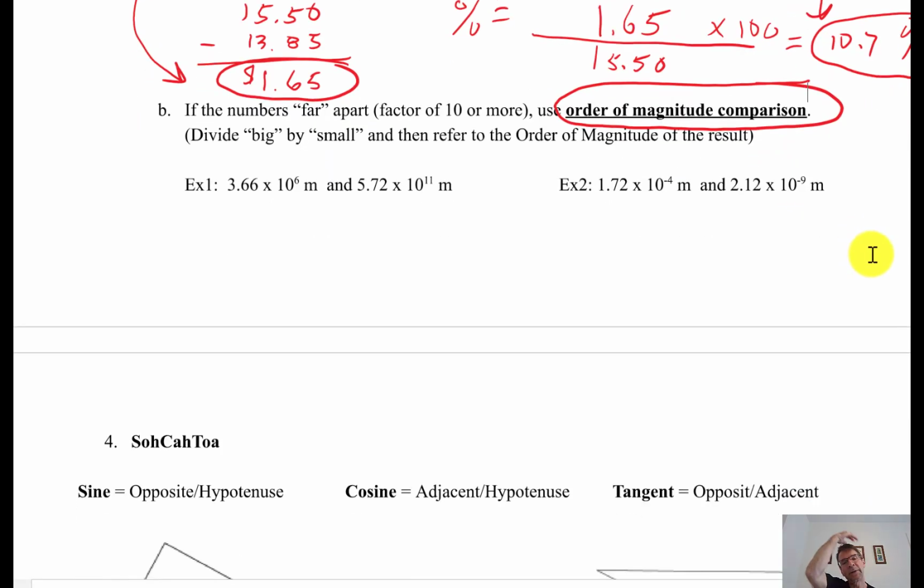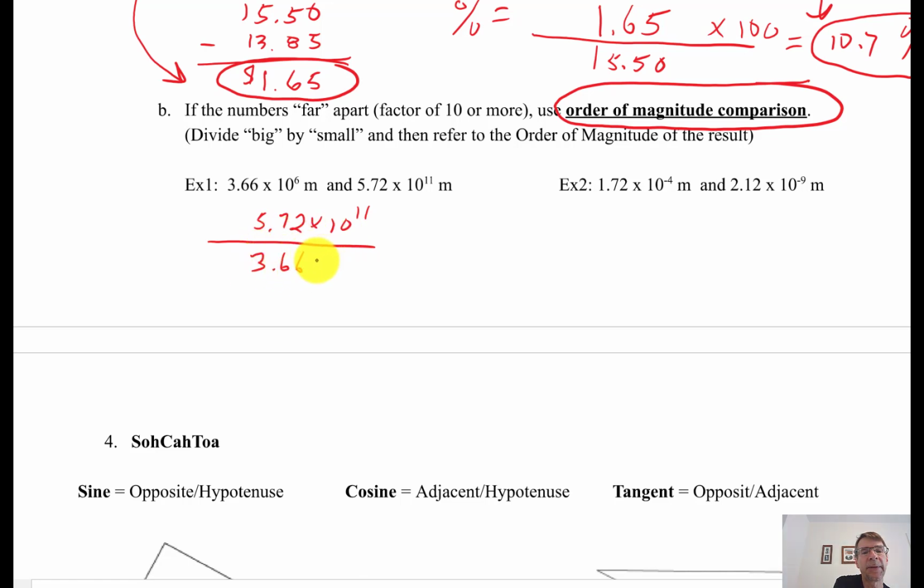If you want to compare numbers that are far apart, percents make no sense, and absolute subtraction makes no sense. For example, down here we have some numbers that are far apart. We have a big number and a small number. I want to compare these two numbers. So I have 5.72 times 10 to the 11th, which is a very, very big number. The other number is big, but it's not near as big, divided by 3.66.